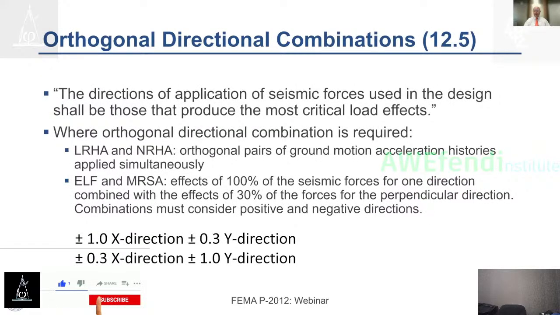Because earthquakes happen not just in one direction or two directions, they happen across all directions. It's important to think about those two directions or the multiple directions. Again, the basic statement is that you have to think about an earthquake coming from any direction, but we've got some simple methods to get us there. If we're doing ground motions, we use two-dimensional ground motions. That's automatic. If we're doing other linear methods like ELF and modal response spectrum analysis, we have some rules that allow us to combine the two directions.